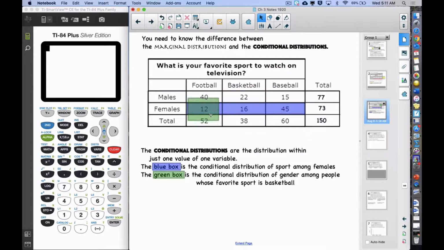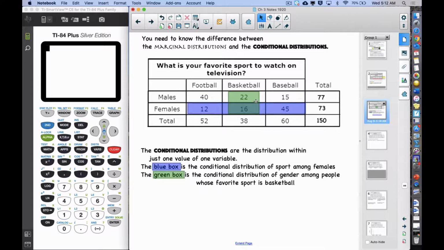So if I look at this green box, the green box right now is on the conditional distribution of gender, because I have the breakdown of male-female, among people whose favorite sport is basketball. And so there would be three conditional distributions here because here's the breakdown of gender for football, here's the breakdown of gender for basketball, here's the breakdown of gender for baseball.